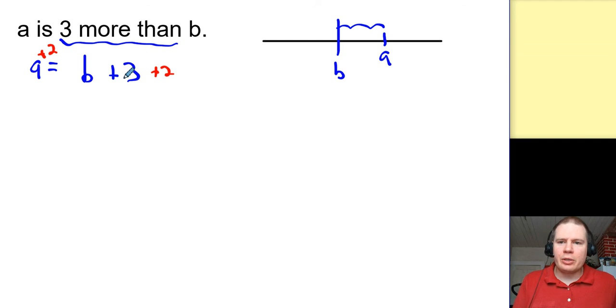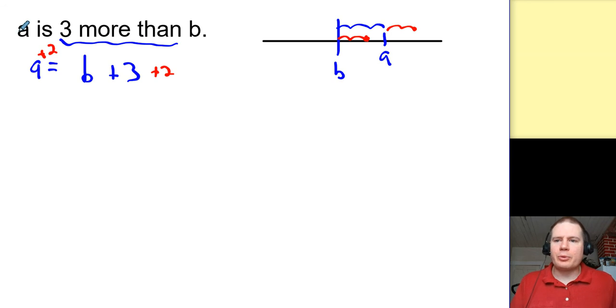If b grows by 2, right, if this side grows by 2, a is growing by 2 as well, it's still going to be 2 higher. Right? If this relationship is fixed here, I can do the same thing to both sides, it'll stay the same.